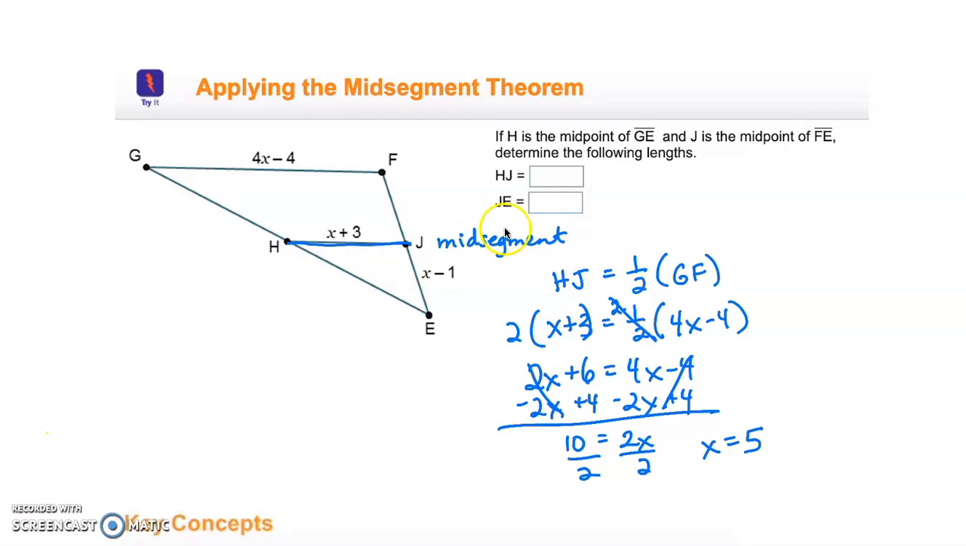Now that's not the question. We want to know what HJ is. So if x equals 5, then we just put in 5 for x, and so 5 plus 3 equals 8. So HJ equals 8. And JE, we just put in 5 for this one right here, and 5 minus 1 equals 4.